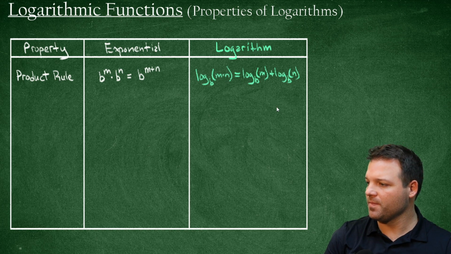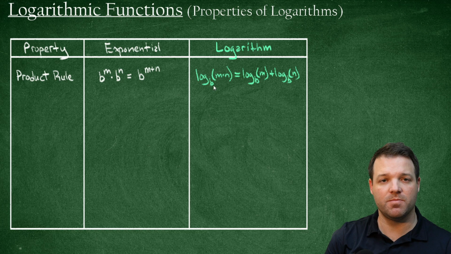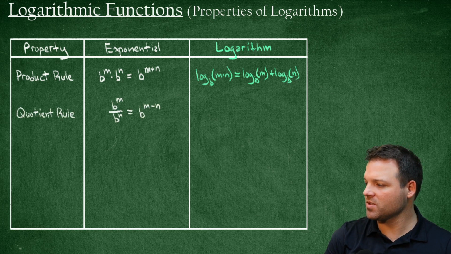Well, we have log base b of, and here's the key, if I have two things that are multiplied inside of these parentheses, in this case m times n, then I can split those up with addition. That is equivalent to log base b of m plus log base b of n. Okay, so let's go to the next one here.